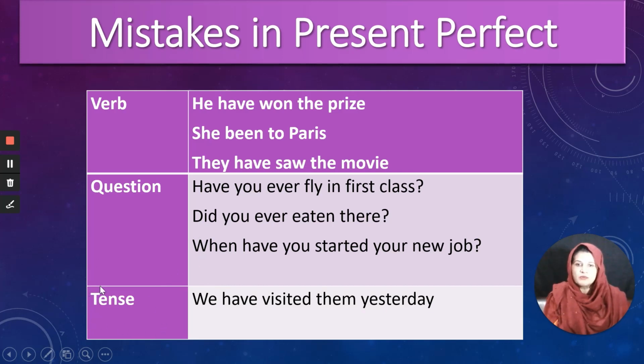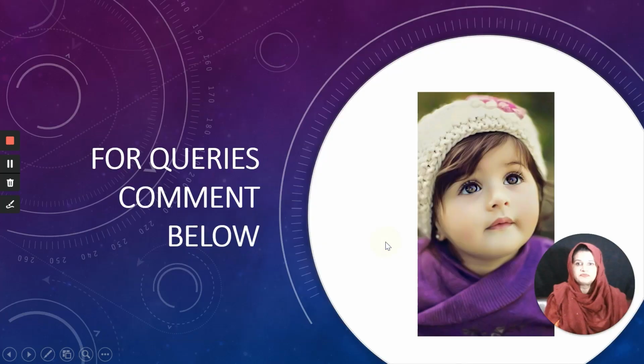Now let's see some of the mistakes in terms of tenses. "We have visited them yesterday." Yesterday. So this time marker is showing us that we cannot use present perfect here. Either we can say we visited them yesterday or we can simply say we have visited them. We cannot use time markers in present perfect tense because time markers are used in simple past.